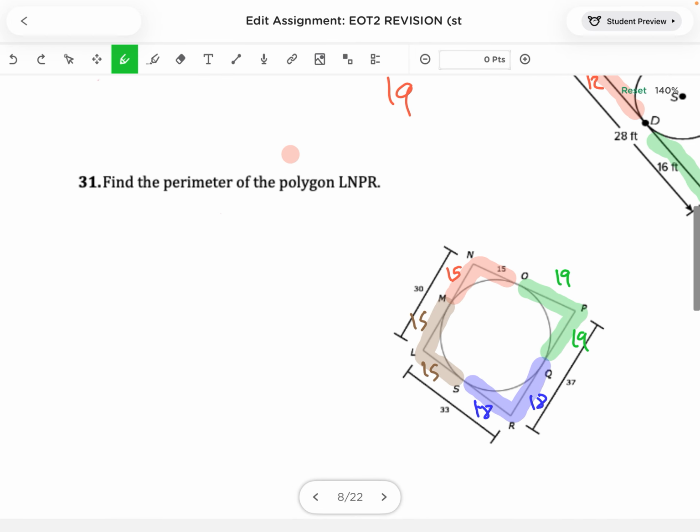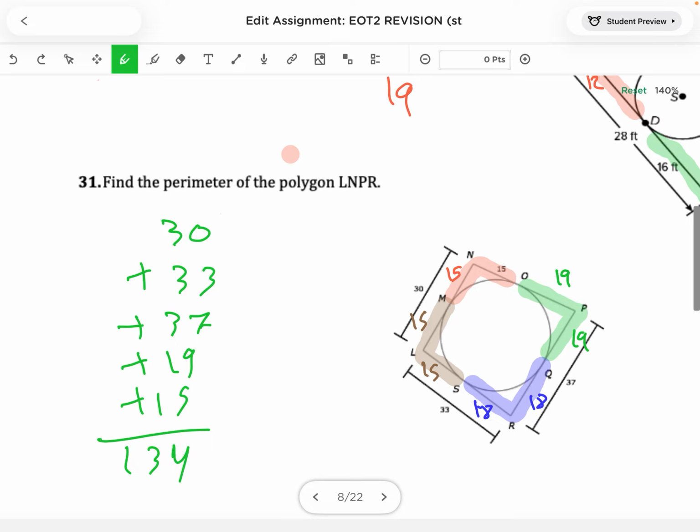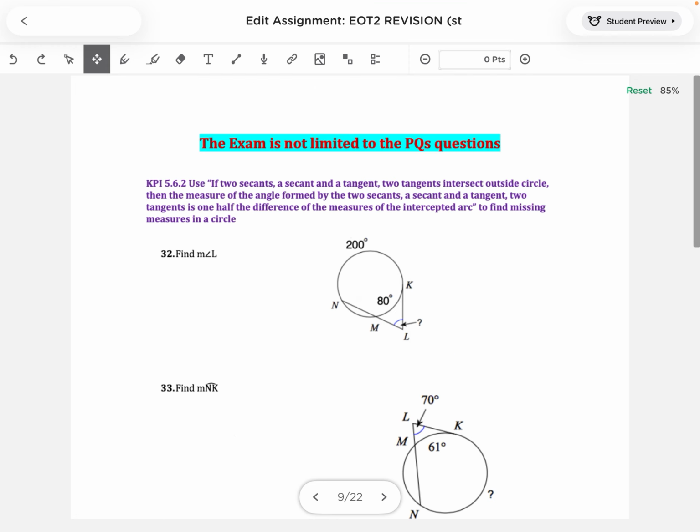And we have to add all sides: 30 and 33 and 37, 19 and 15. So 30 plus 33 plus 37 plus 19 plus 15. The answer is 134. I hope I didn't make any mistake. Okay. Next.